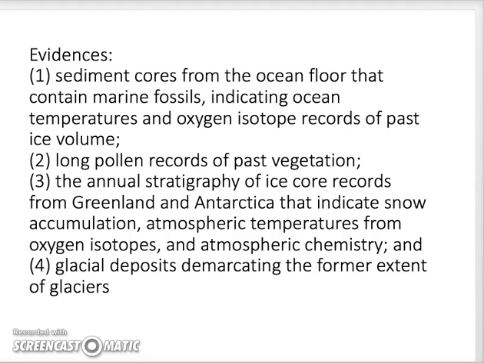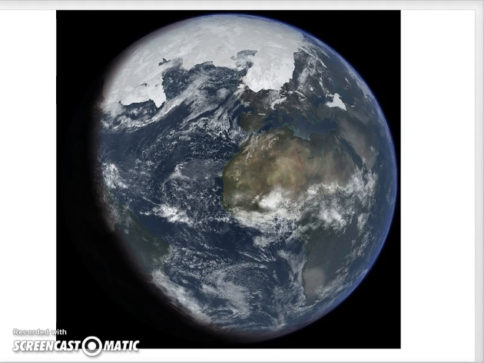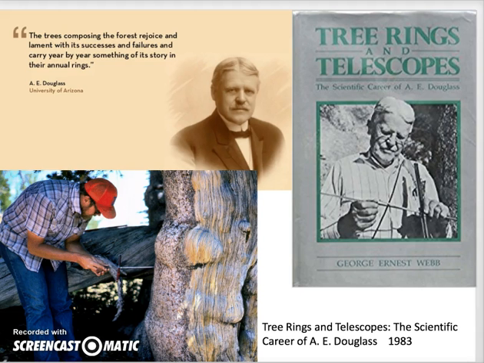Number three is the annual stratigraphy of ice core records from Greenland and Antarctica that indicates snow accumulation, atmospheric temperatures from oxygen isotopes, and atmospheric chemistry. And number four is the glacial deposits demarcating the former extent of glaciers. So, an artist's impression of Earth during the last glacial maximum.